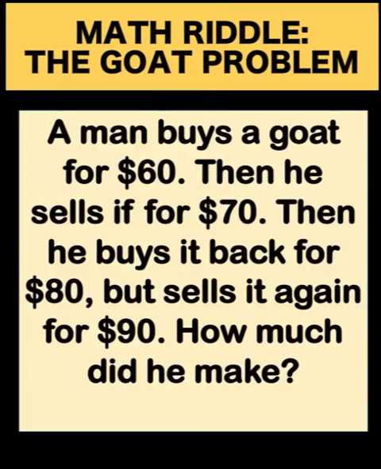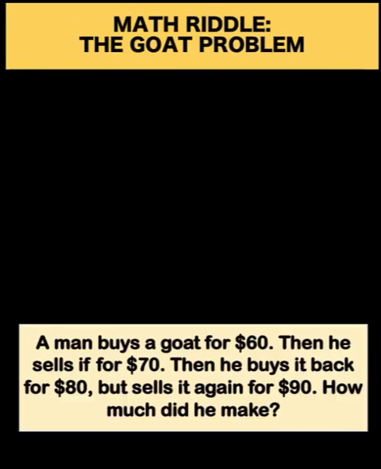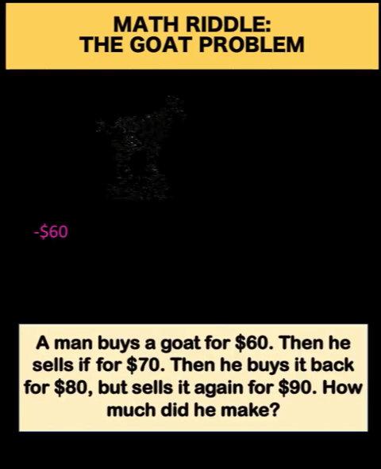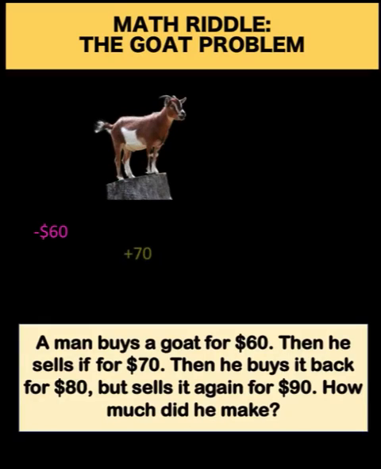Now let's solve this problem together. Let's begin with the man buying this goat for $60. From the point of view of the man, since he bought the goat and the money is going out, let's denote it as -60, and the color pink means the money is going out. It's an expense.